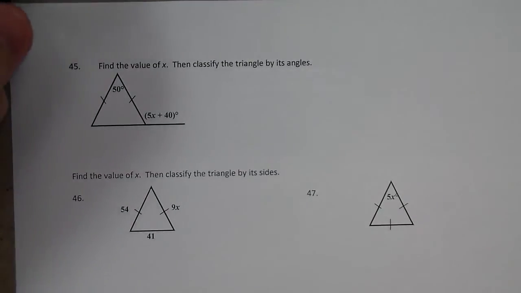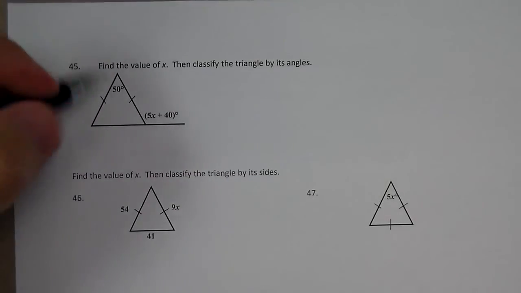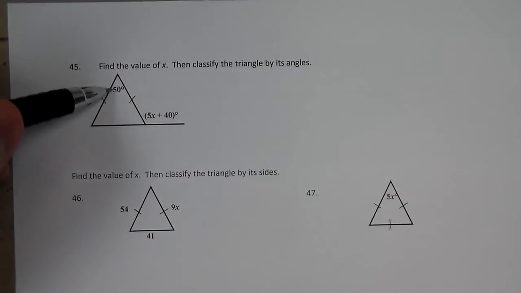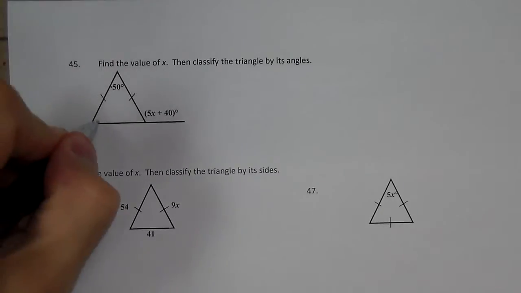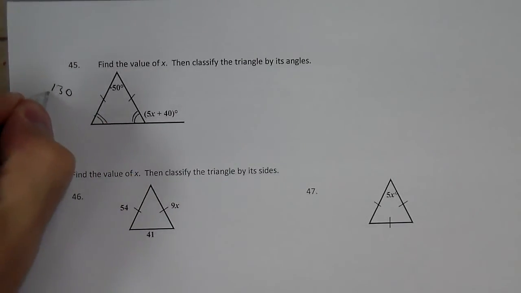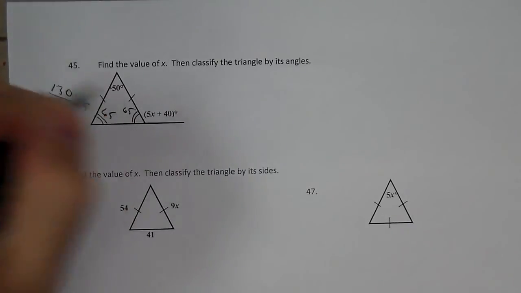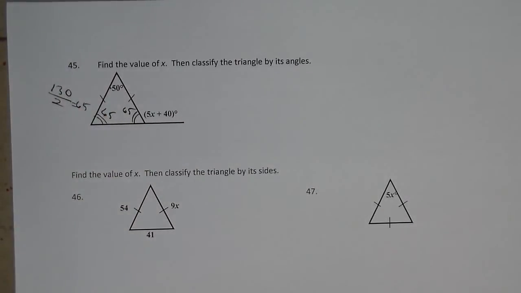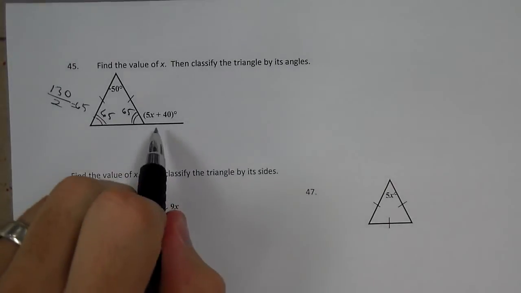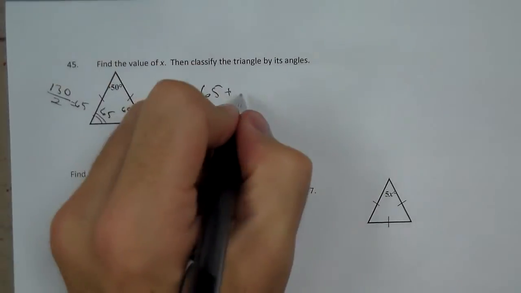For 45, we need to find the angles. So let's first just look at the isosceles. I got 50 here. That means I got 130 left for both of these angles. So if I divide that by 2, each of these angles is 65. Okay, so if that's 65, I know that 65 plus this has to add up to 180.